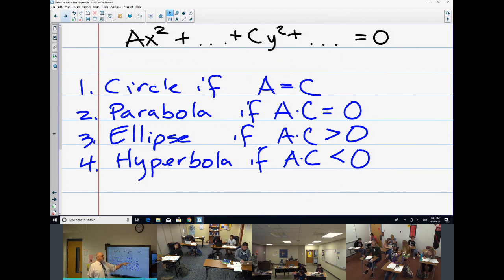If A times C equals 0, then one of the square terms doesn't exist, and if you only have one square term, it's a parabola. If their product is positive, meaning they're both positive or both negative, you get an ellipse. If their product is negative, so one's positive and one's negative, then you get a hyperbola.